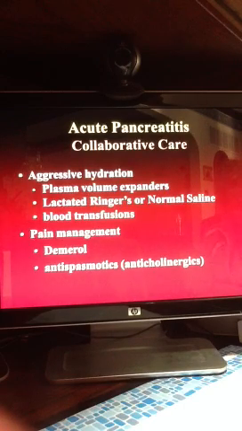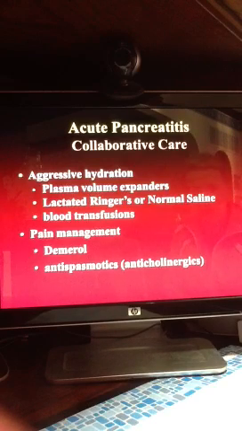Pain meds are going to be a priority. Narcotics like Demerol. Now, the book says morphine and Demerol, but Demerol is going to be the drug of choice. The morphine stimulates contraction, or can stimulate contraction of the sphincter of Oddi, and probably should not be used. Antispasmodics, which are your anticholinergic drugs, are also used. All right, I'm going to stop with this segment.